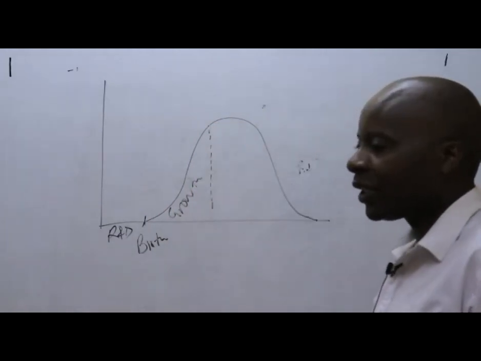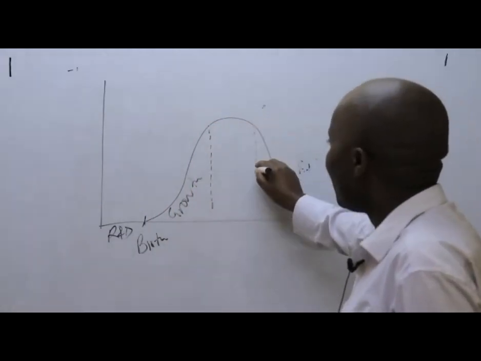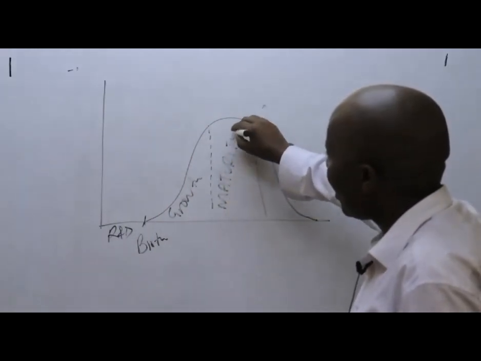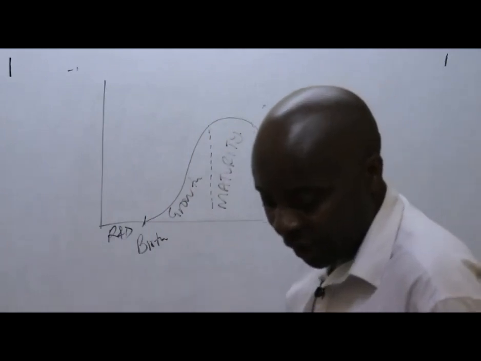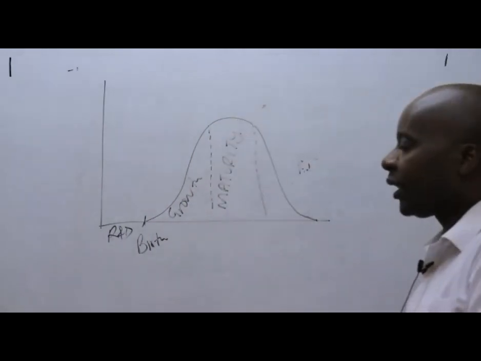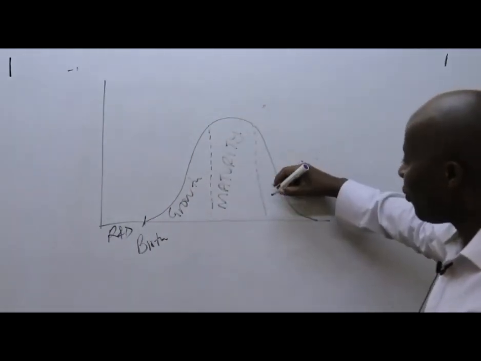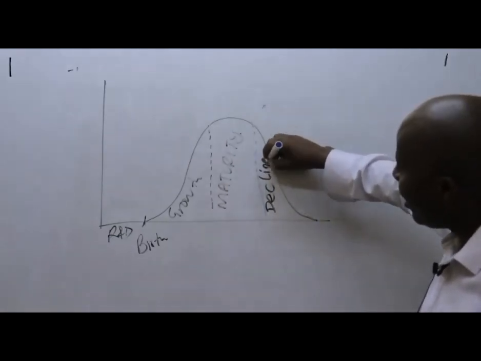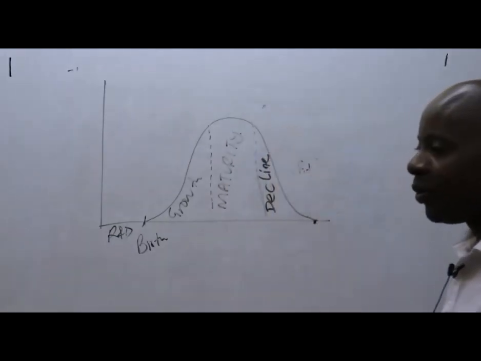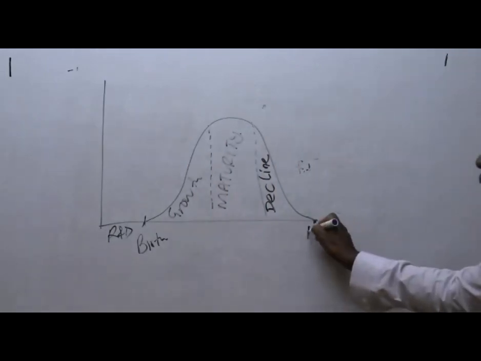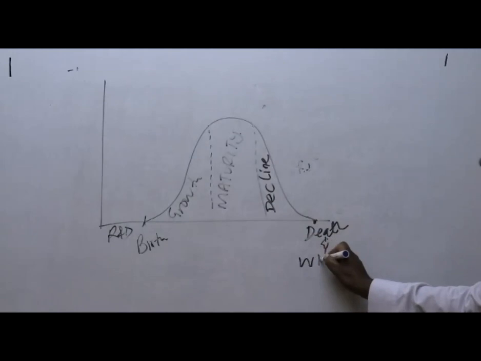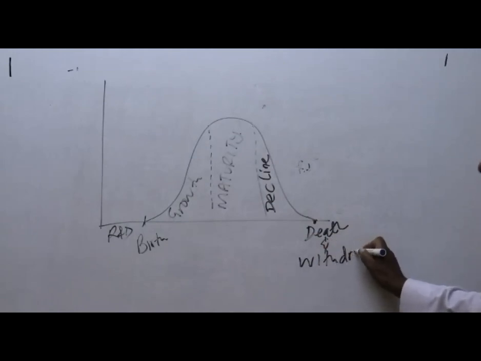Ladies and gentlemen, after that, what else do we have? We'll of course mature. You can't grow forever. So we have maturity, and then we'll come and talk of death. Not death, first of all, we have decline. We have decline, and then lastly, we have what we call the death and withdrawal from the market.